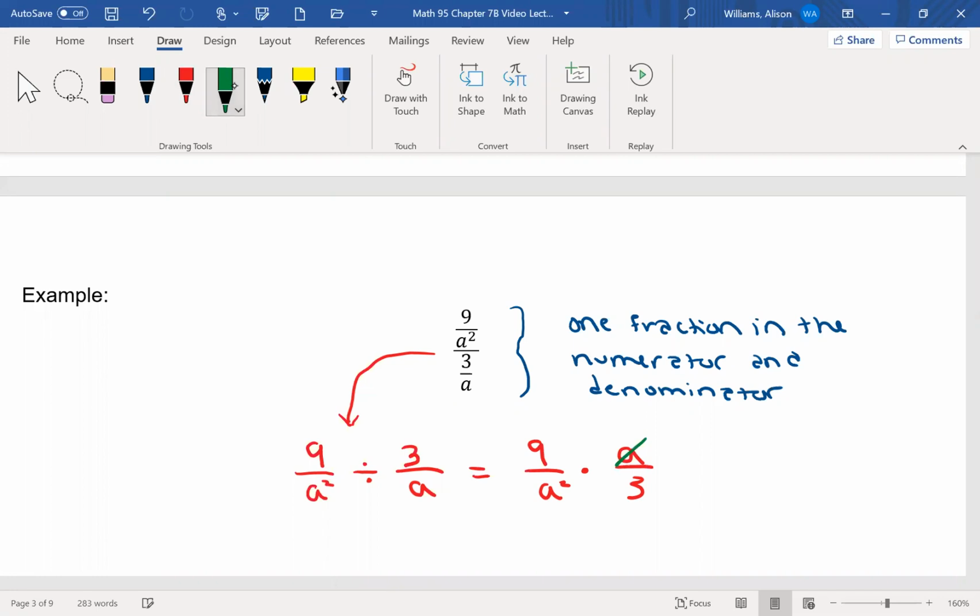So this a is going to reduce with one of the a's down here. 3 goes into 9 3 times. And I'm left with 3 over a. So only when we have one fraction in the numerator and denominator do we take this approach.